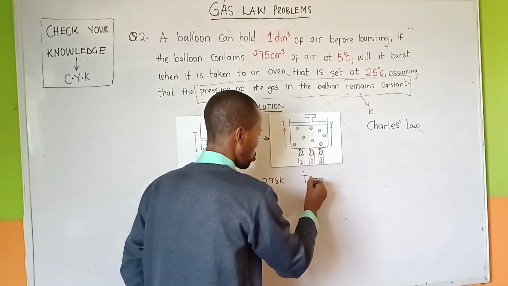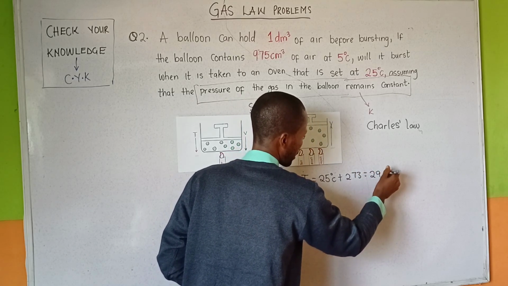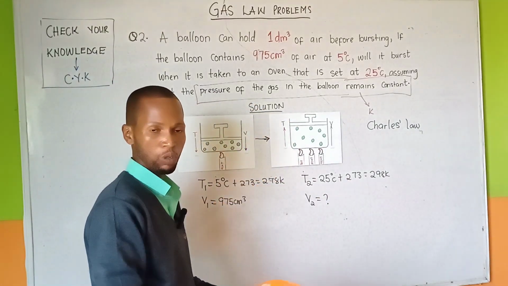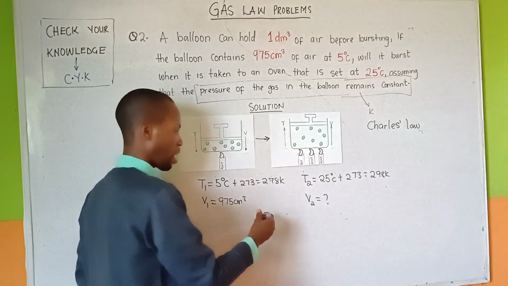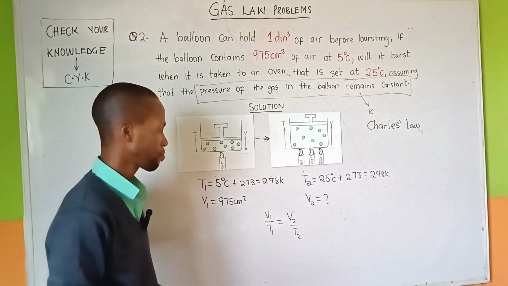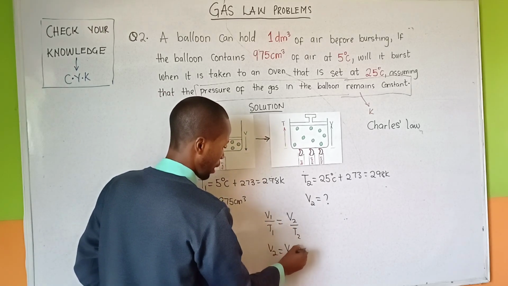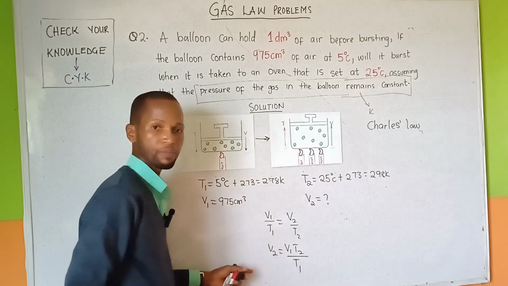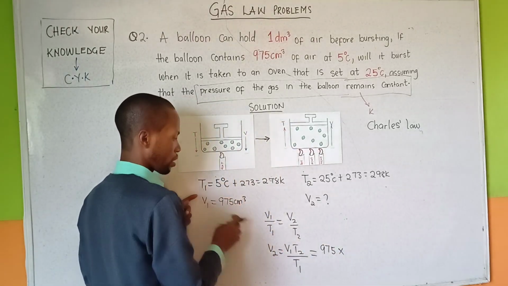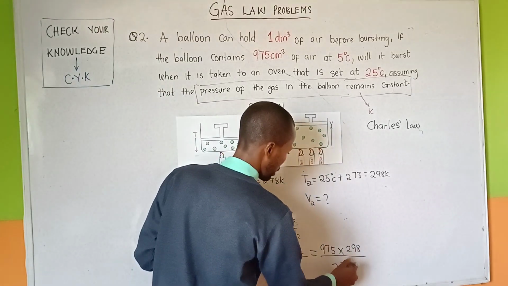So the temperature T2 is given as 25 degrees Celsius. When we add 273 to it, it becomes 298 Kelvin. We have to find volume V2, the volume of air in the balloon when it was taken into an oven. The mathematical expression for Charles' law is V1 over T1 equals V2 over T2. Here we have to find V2, so we make V2 the subject of the equation. It becomes V1 T2 over T1. V1 is 975 times our T2, which is 298 Kelvin, and T1 is 278 Kelvin.